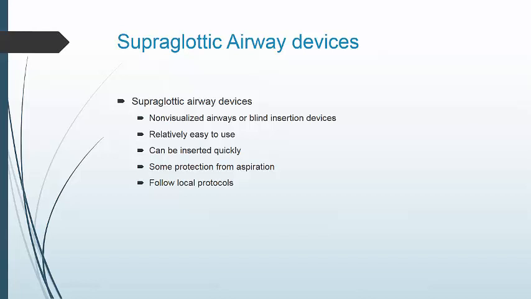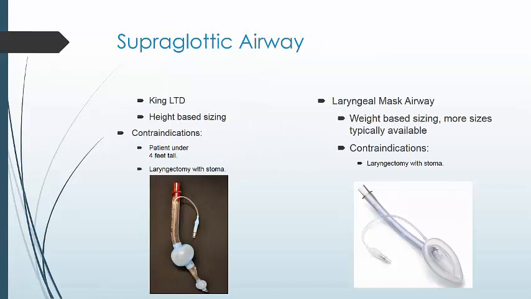They provide some aspiration protection, depending on which one you're looking at, but which ones you can use vary from state to state and from medical director to medical director. So this is just general information. Make sure that you look at your manufacturer's directions and your protocols for insertion and use of these airway devices. So the first one we're going to talk about is the King LTD, and it is height-based sizing.